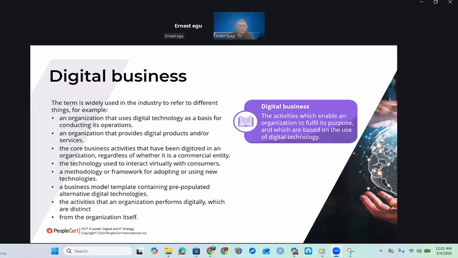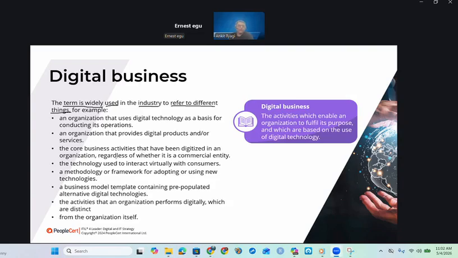The term is widely used in the industry to refer to different things. An organization that uses digital technology as the basis for conducting its operations can call themselves a digital business. An organization that provides digital products and services can also call themselves a digital business. The core business activities that have been digitized in the organization, regardless of whether it is a commercial entity or not, can also call themselves a digital business.